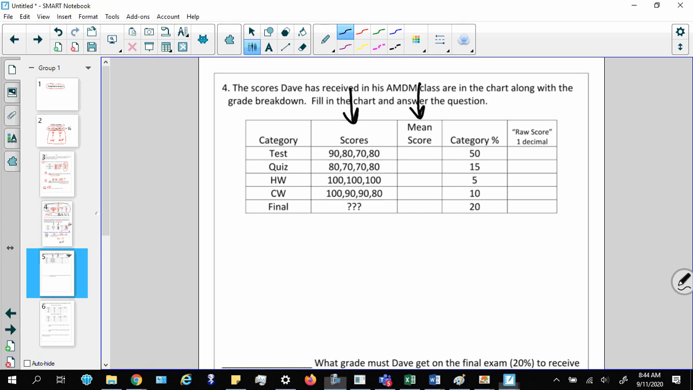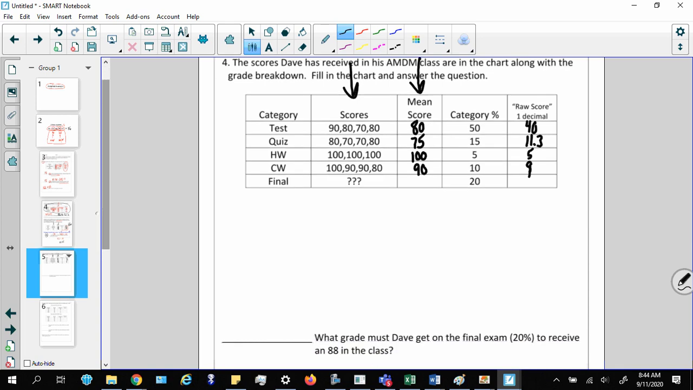So the mean score ends up being 80 for the test, for the quiz, for homework, 190. And then when we multiply by the percentages, that would be a 40, that'd be 11.3. This would be a 5, and this would be a 9. All right, so what Dave wants, he wants an 88 in the class. I don't know why he's not shooting for an A, but he wants an 88.